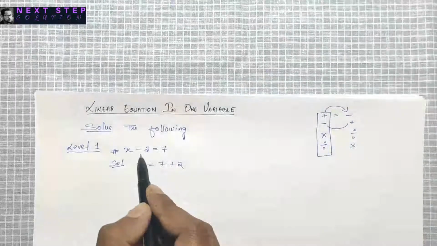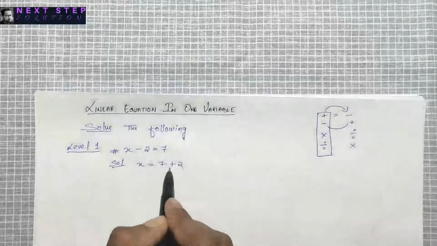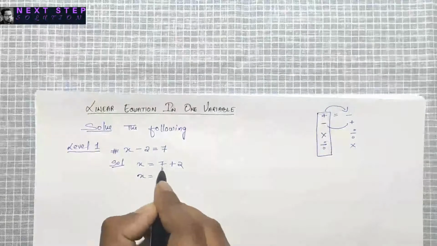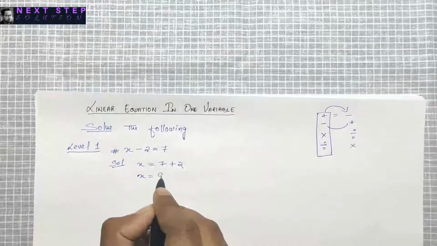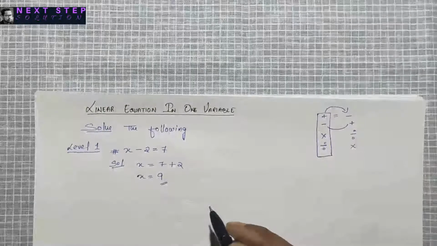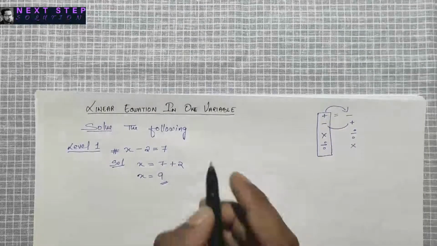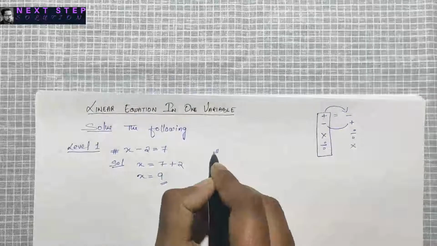Now here it was minus 2 and we send it to the other side, it comes as plus 2. Now x equals to 7 plus 2. 7 plus 2 will give you 9. So this becomes the answer, x equals to 9. Let me give you one more question from this level.